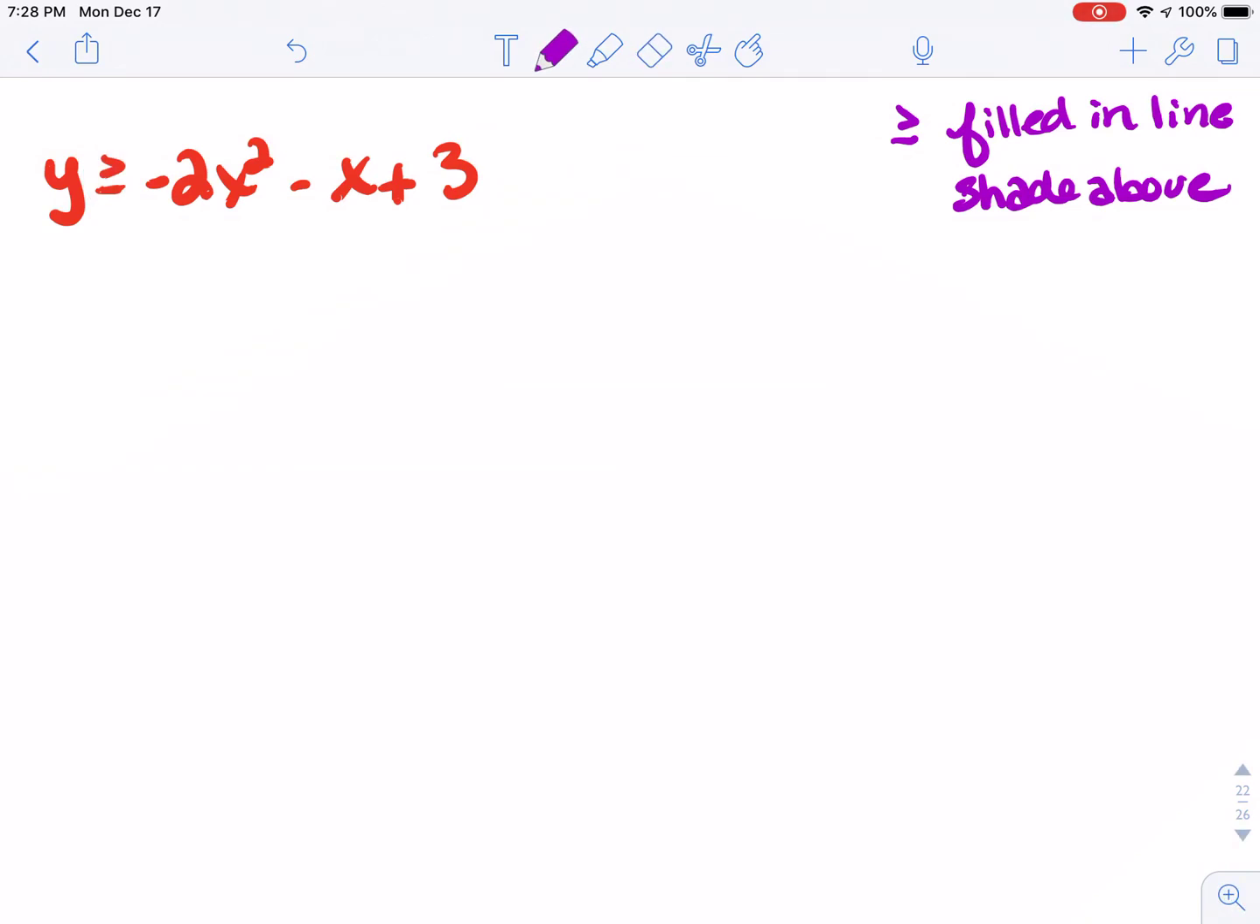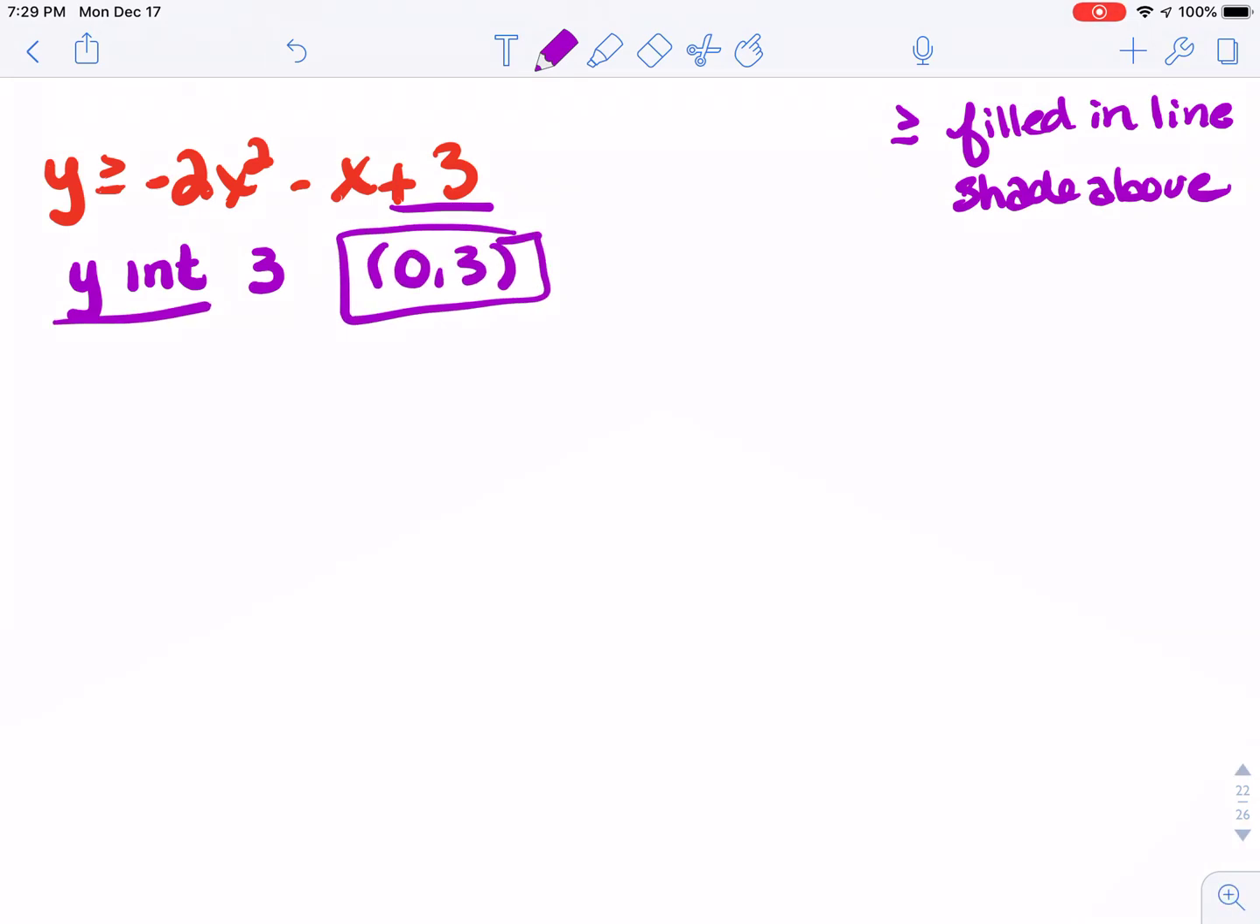Okay, now if I start to look at this, let's start getting our important pieces. My y-intercept is based on this, so it's positive 3. So (0, 3) is going to be a point. That's going to be my y-intercept.